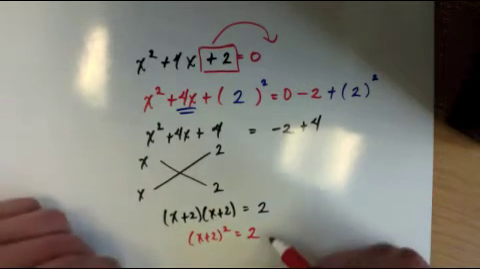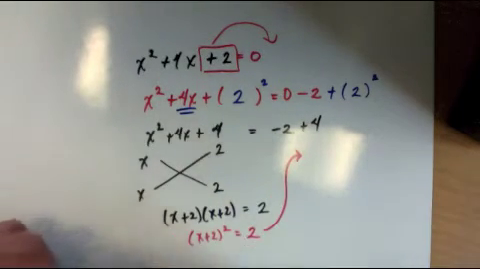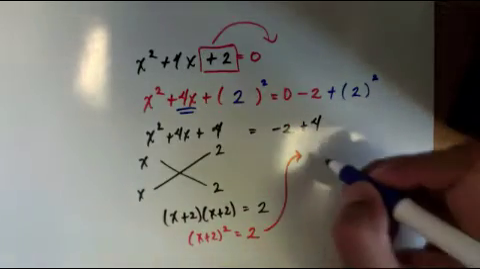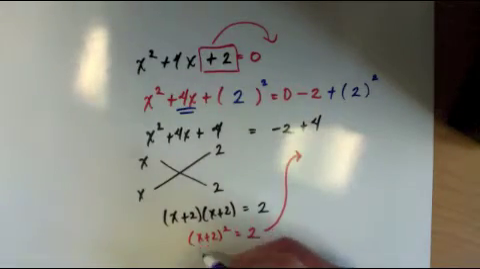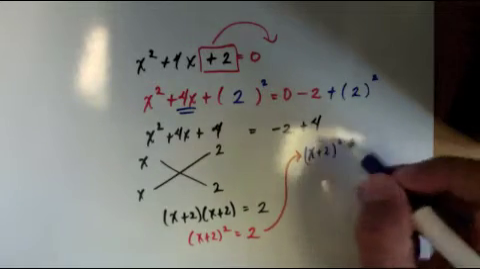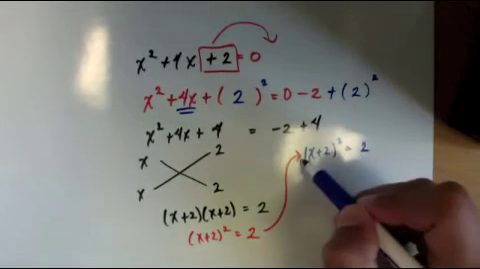Now remember, we have to solve it. So this would actually be completing the square, but in order to solve for the value of x, we will take the square root on both sides.